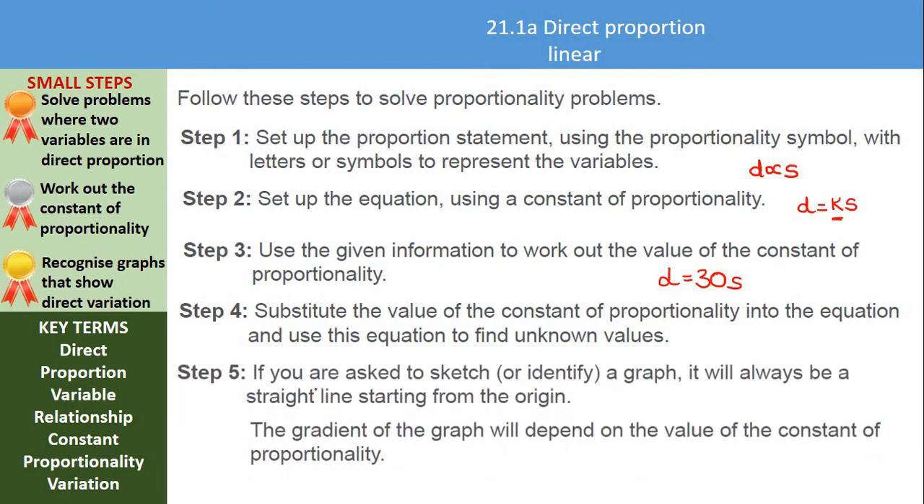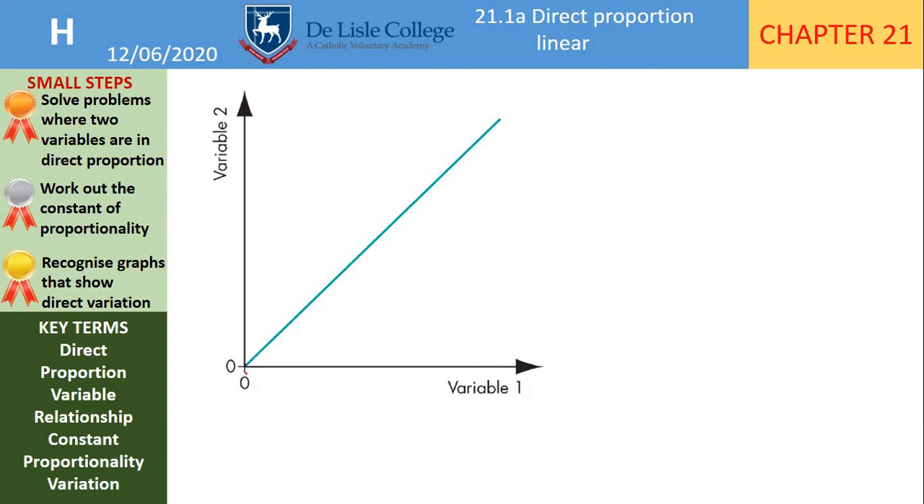Step 5, if you are asked to sketch or identify a graph, it will always be a straight line starting from the origin. The gradient of the graph will depend on the value of the constant of proportionality. So if values are in direct proportion to each other, it's always a straight line starting from the origin. The gradient for D equals 30S would mean that the gradient of the line was 30.